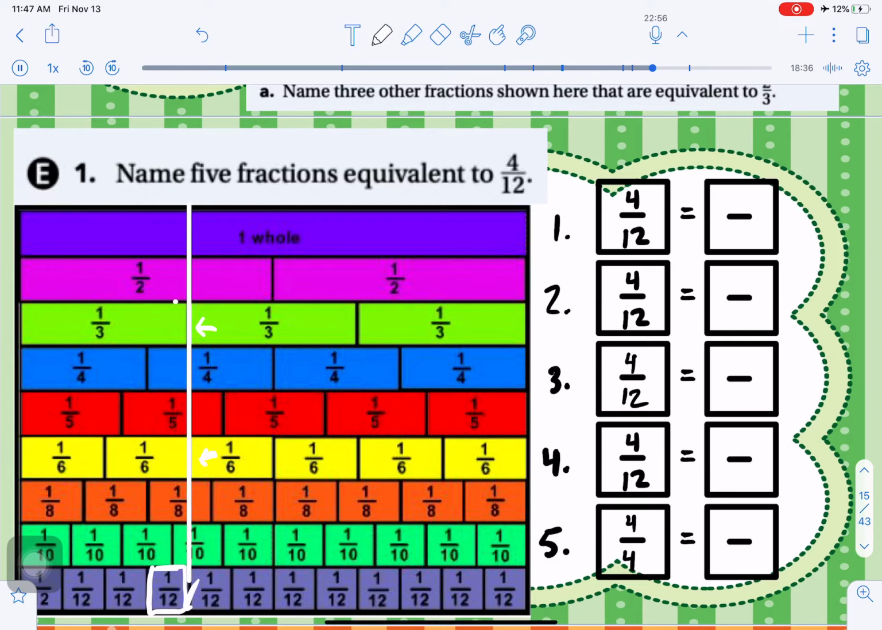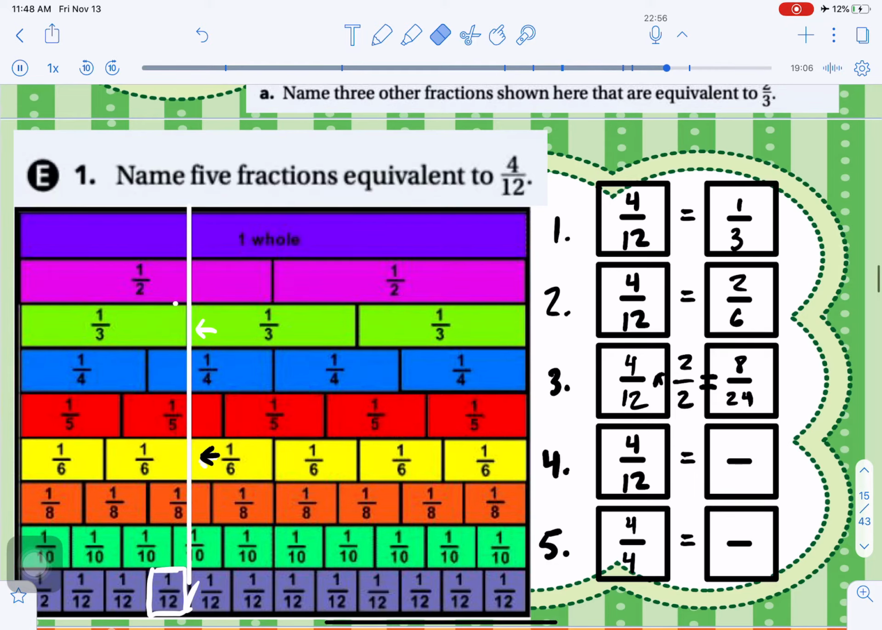So those are fractions that are smaller than 4/12, but I also know that I can multiply to get fractions that are not even on this chart here. I can get equivalent fractions that are a little bit bigger. So I'm going to take my 4/12 and I'm going to multiply by 2 over 2. I know that that's equal to a whole, so it'll give us an equivalent fraction. And when I multiply this, I see that I get 8 over 24. So I know that's an equivalent fraction.